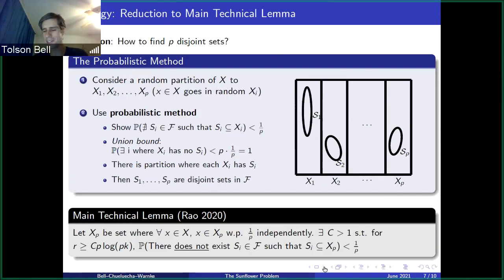So if that lemma is sharp, how did we get an improvement over p log pk? What we noted is that p is playing two different roles here. p is the fraction of the elements we take into this special set x sub p. p is also what we want the failure probability to be, 1 over p. And of course, that has to be the same for it to work out to be less than 1 overall.